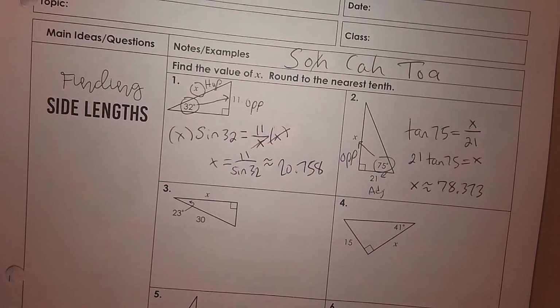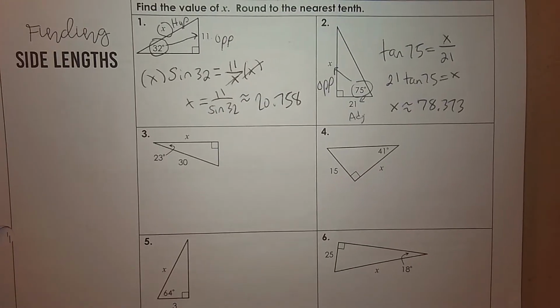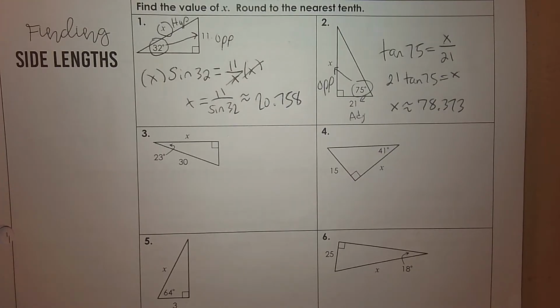All right, you try number 3. Can you set it up? Can you get x by itself? Can you use your calculator? Go. Number 3. And I will always support you. But try.